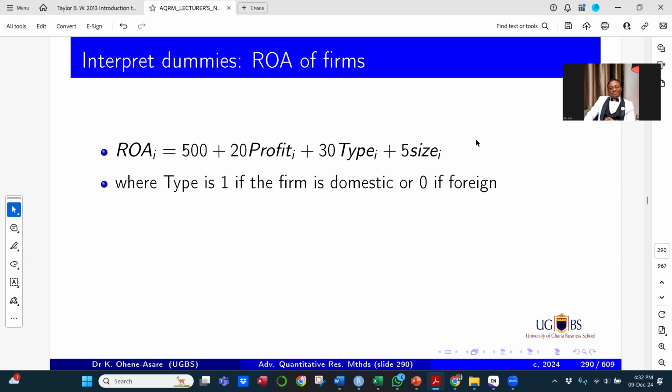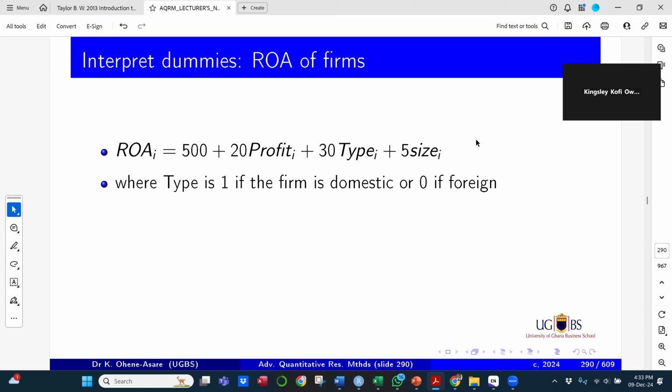Who can interpret the type? How will you interpret that? Remember, type is a dummy, so within a year, it's not rising or falling, it's static. The word static comes from the word statue or stagnant, fixed, unmovable. Okay. So in that case, how will you interpret a static variable?